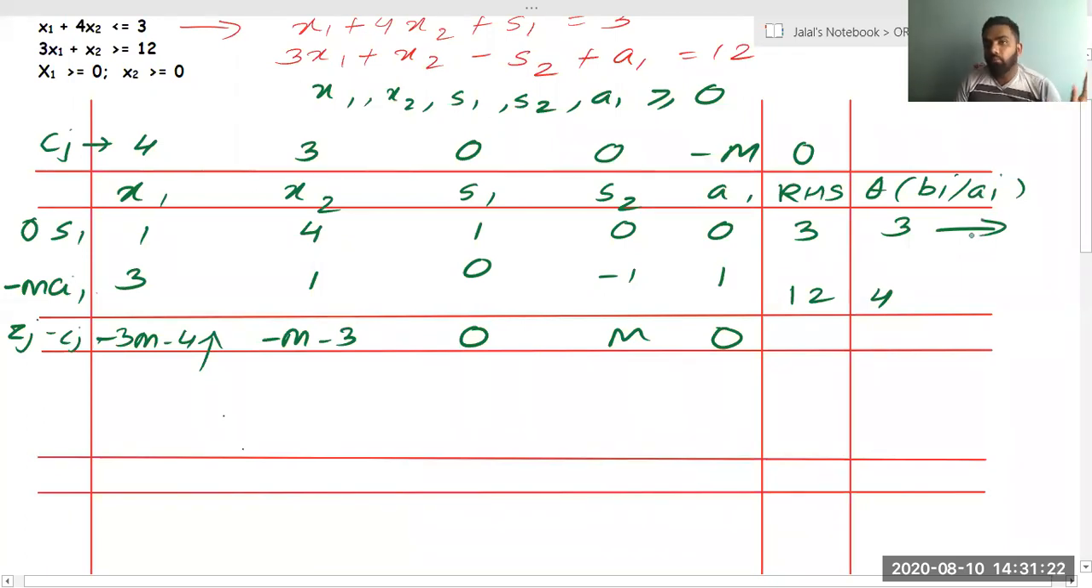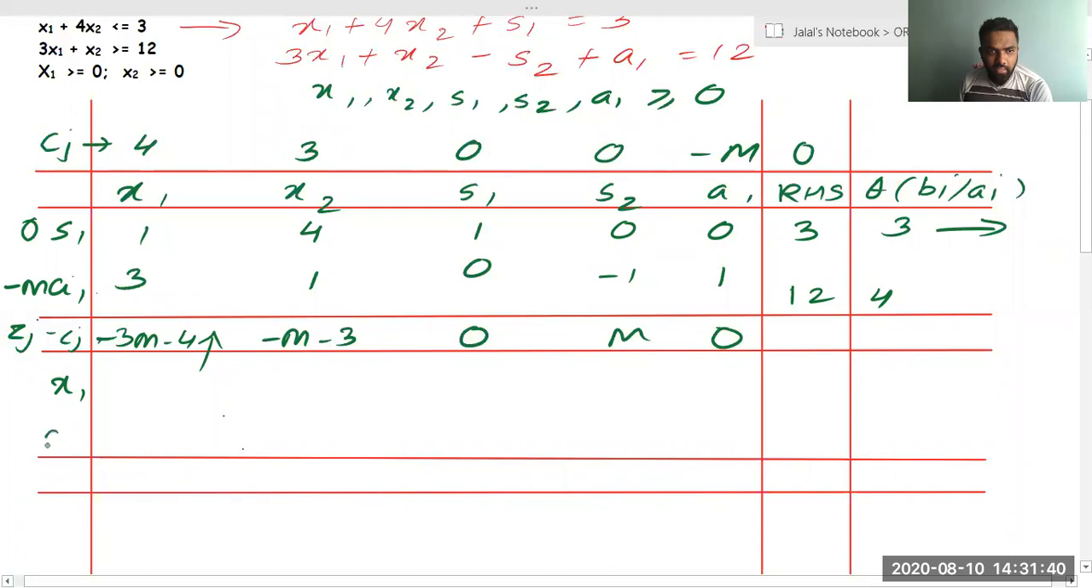We never get negative here. We can only get the least positive. You can even include 0, but we try to say it as least positive. So what is the least positive? 3. If 3 is the least positive, S1 will leave and X1 will enter in place of S1.